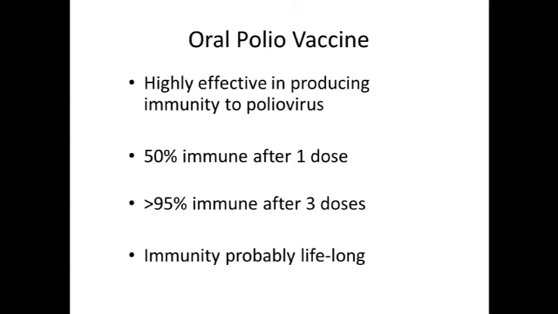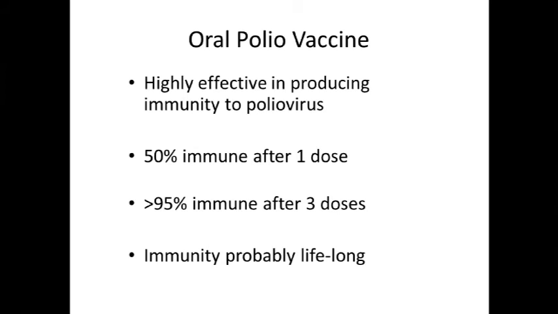Then we move on to the inactivated polio vaccine. Inactivated polio vaccine is considered to be highly effective in producing immunity to polio virus. It is also administered in 3 doses in the injectable format. It is said that after 2 doses, it will offer more than 90% immunity, whereas after 3 doses, it gives more than 99% immunity.